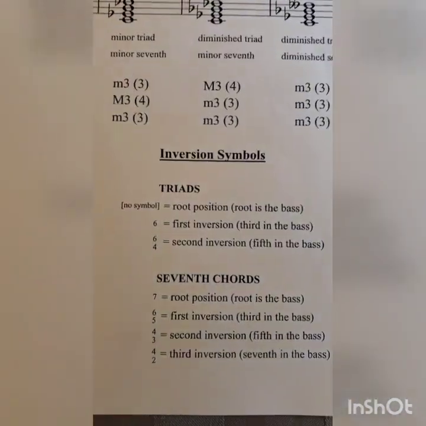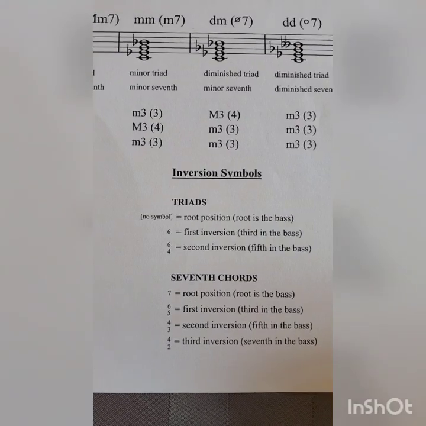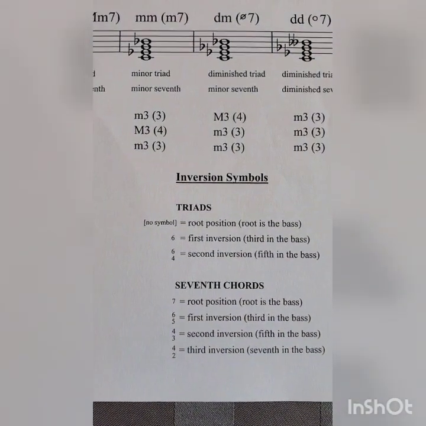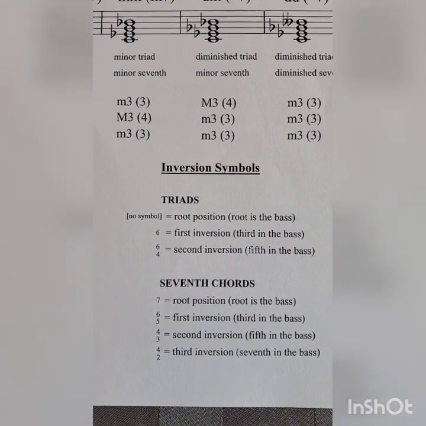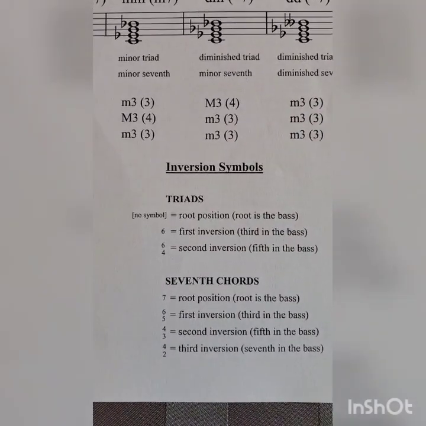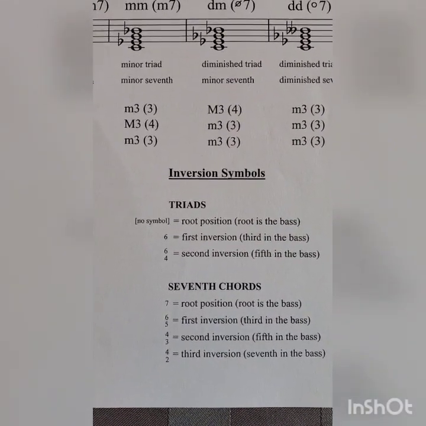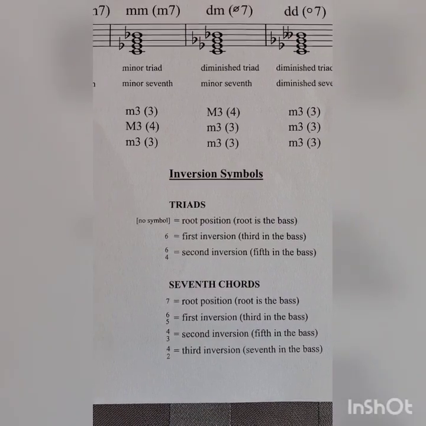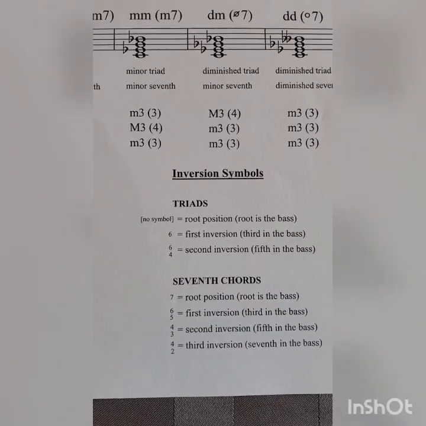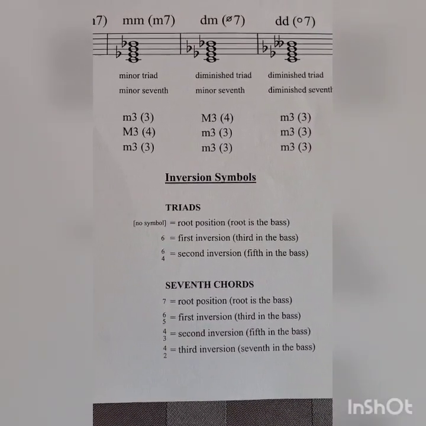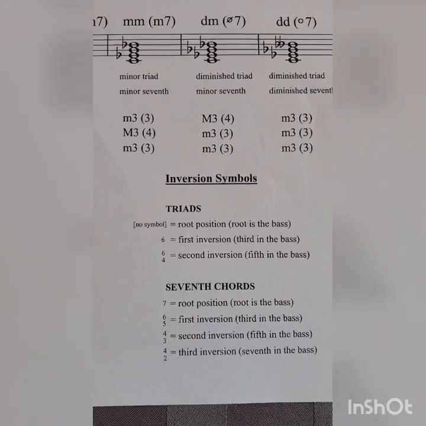Now, if you look at the bottom right-hand part of the handout, you'll see the inversion symbols for the triads and the seventh chords. Notice that for triads, if you have a root position triad, there's no symbol. If you have first inversion, use 6. You'll have the third in the bass. For second inversion, you're going to use 6-4, and that has the 5th in the bass.